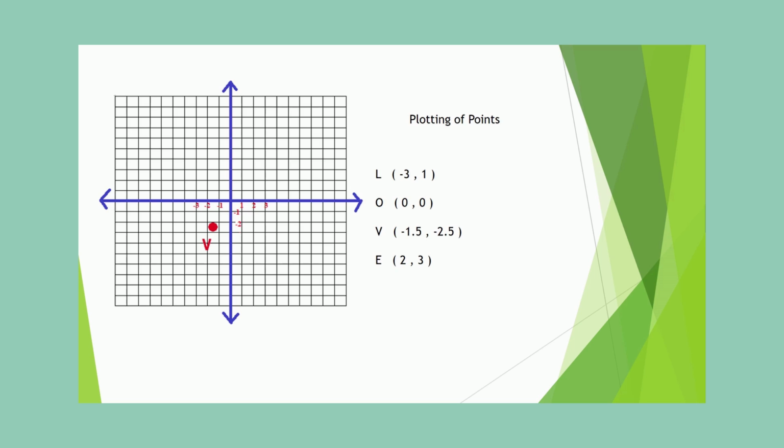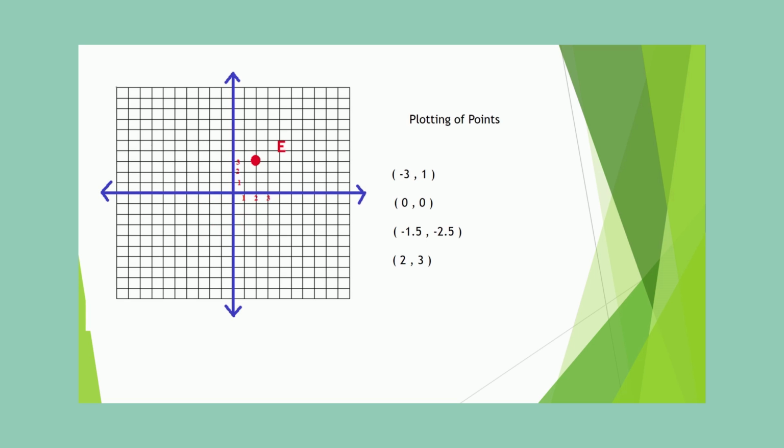For point V, it says -1.5 and -2.5. So you have to go to the left side of the x-axis from the origin. That's 1.5 units, so that's going to be -1, and this is -1.5. And then you go down for the -2.5. That's going to be -1, -2, -2.5. So this is point V.